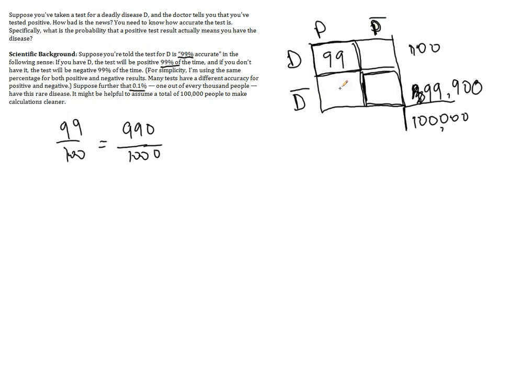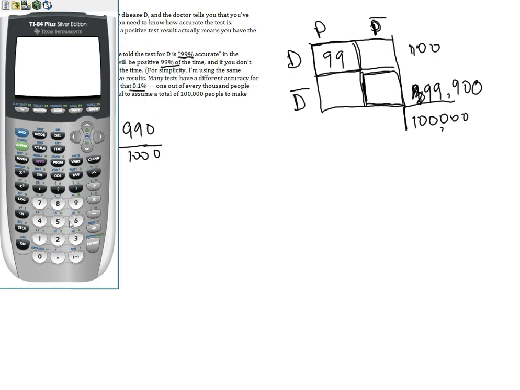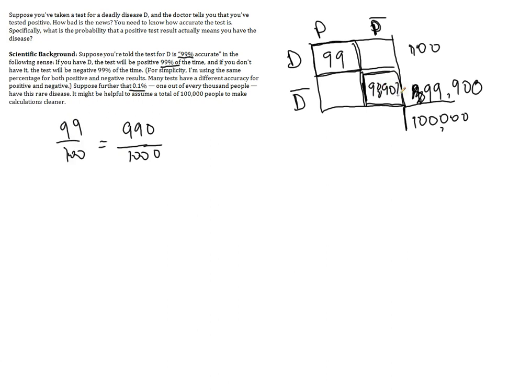Given that you don't have it, the likelihood that the test will say that you don't have it is 99%. So 99,900 times 99%, excuse me, means that 98,901 people are going to not have it, and the test result will say they don't. So that means that one person who has the disease will falsely be told that he doesn't have it.